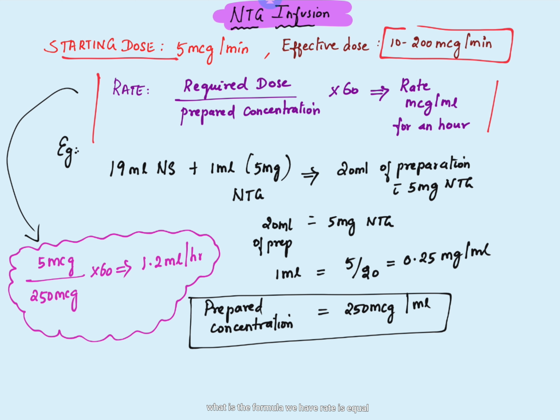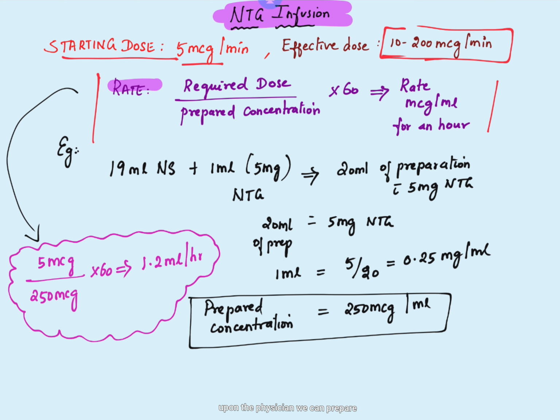What is this formula? Rate is equal to required dose divided by prepared concentration, into 60. Through this calculation we can get the rate which we have to install in the infusion pump or any machine, or the drops if we don't have an infusion pump. For that also we have to know the rate for an hour. The required dose is what we are adjusting; it can be 5 mcg or 10 or 200. It depends upon the physician, and the prepared concentration also depends upon the physician.